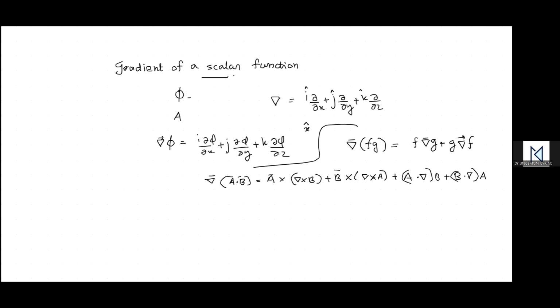Another equation: del dot of a cross b. This cross product, a cross b, is equal to ab sin theta. A dot b is equal to ab cos theta. Del dot of a cross b is equal to b dot del cross a minus a dot del cross b.